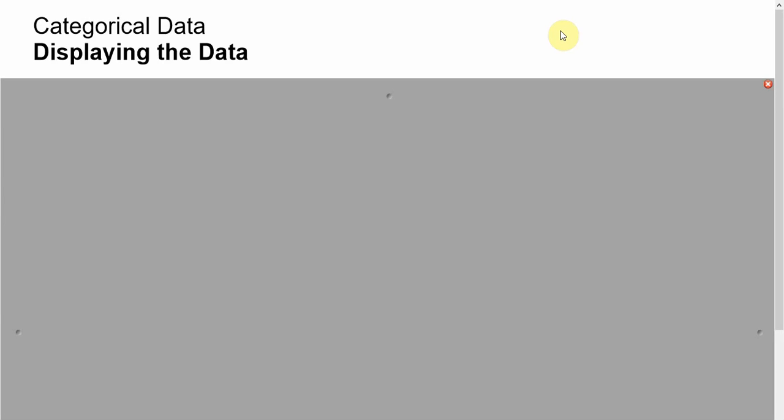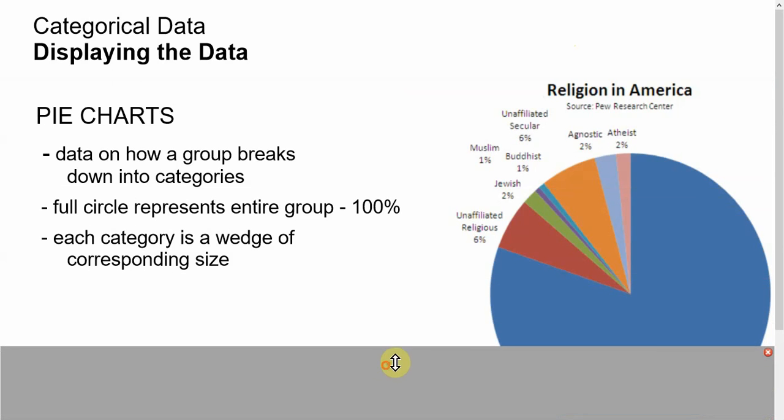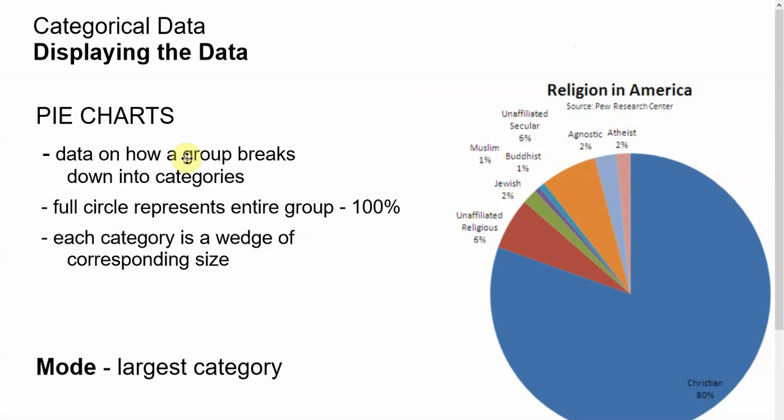What we're going to do right now is focus on just displaying the data in a visual format that helps us get what's going on better than just a big list of the categories would do. So a really common way to do that is called a pie chart. A pie chart is where you take your list and you add up how many of each category you got. So in this case we see religion in America.